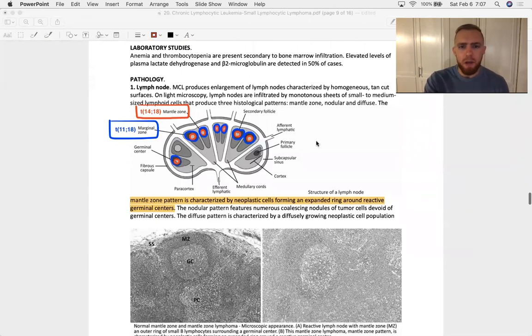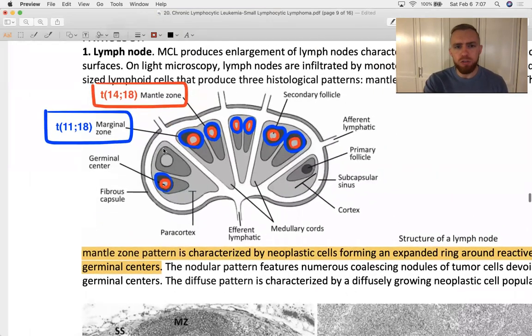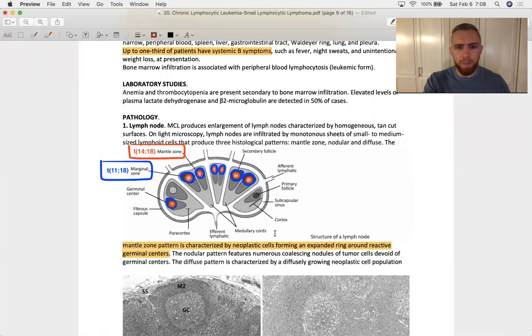Here's a graphic in which I labeled the mantle zone in red, the marginal zone in blue. I'm sure you got this by now. The mantle zone is immediately around the follicle, and then the marginal zone is a little bit peripheral to the mantle zone. And then outside of that, you're going to have your paracortex. And what cells are inside the paracortex? T cells. You'd be right there. And then you've also got your sinuses and your medullary cords, and you remember what cells live there? That would be the macrophages, or antigen presenting cells, localized in any particular lymph node.